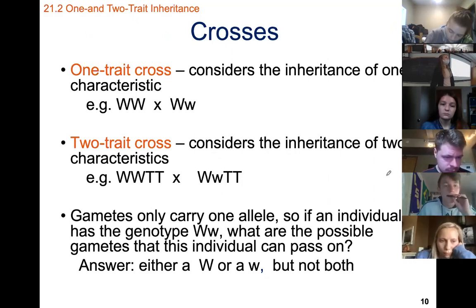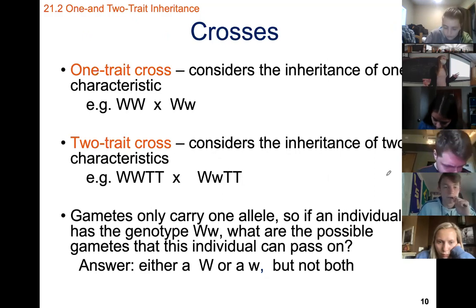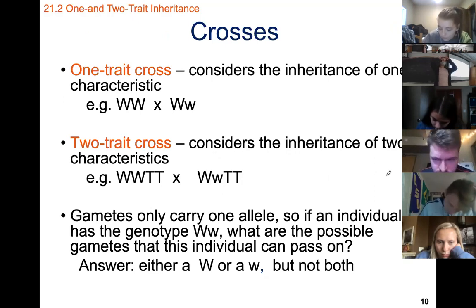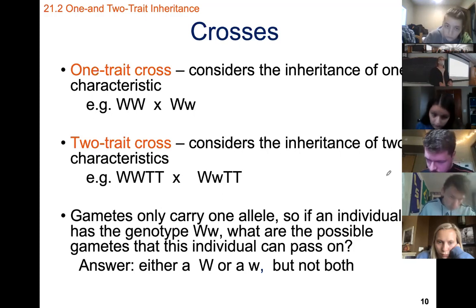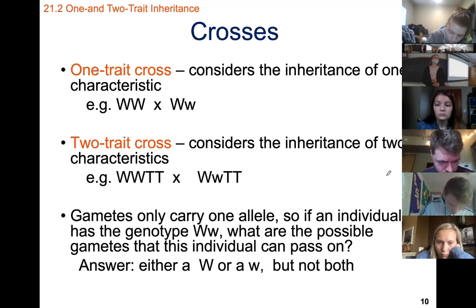So now we have crosses. Now we're talking about when we have a sperm and an egg cell, or two individuals who at a certain location on their DNA carry a certain trait. When we're looking at the inheritance of one characteristic, let's just say it's short fingers or long fingers, the opposite of that is a two-trait cross. And that's kind of what I was talking about a little bit, where the traits are kind of carried along with each other.